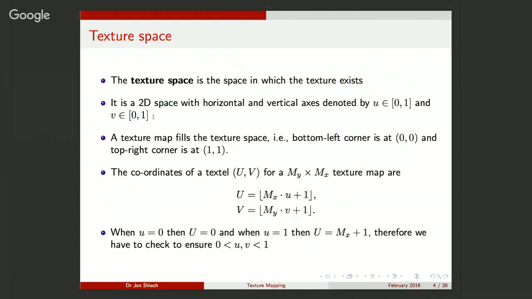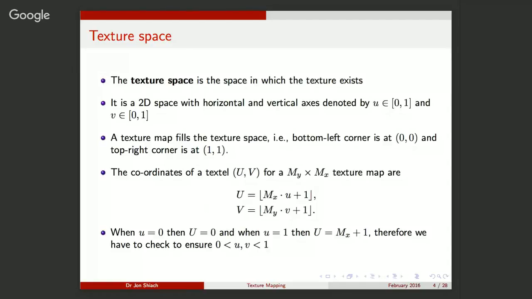Okay, a texture map will fill that texture space. So it doesn't matter what size of map you have, it always gets scaled 0 to 1 in both directions. Okay, so if that's our texture space, we have lots of texels defining our texture. We can calculate the coordinates of each texel.